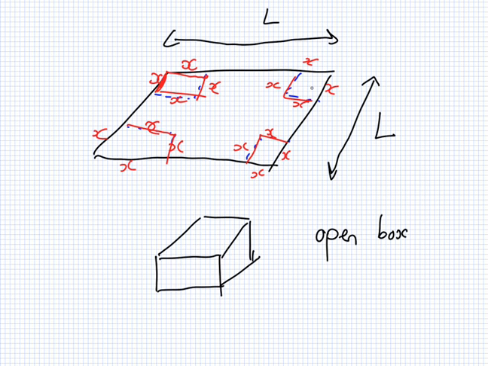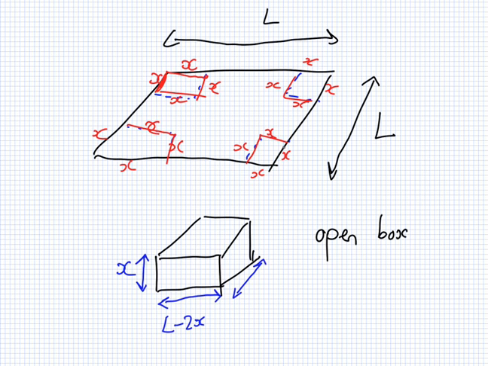We could find the area of each. But before we do anything, we should put our letters in here. So how high is this box? X. Yes. And how wide is this box? L minus 2x, because it's L and then we cut away an X and an X. And how deep is this box?